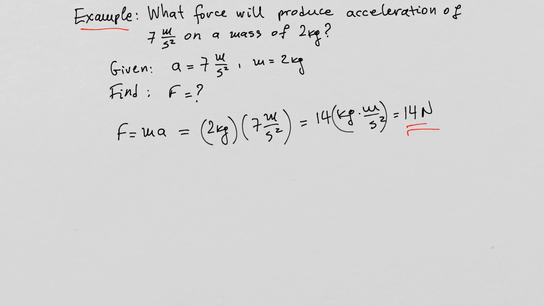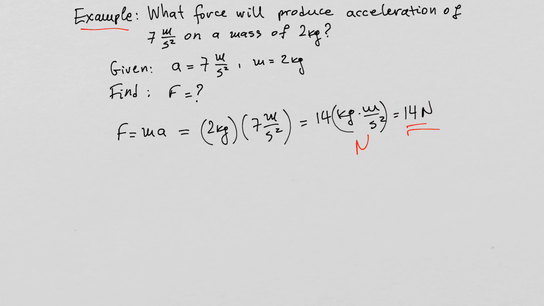So I substitute the values for the mass and the acceleration in the formula. So I have 2 kilograms times 7 meters per second squared. That is 14 kilograms times meters per second squared, which we call a Newton. And so the force is 14 newtons.